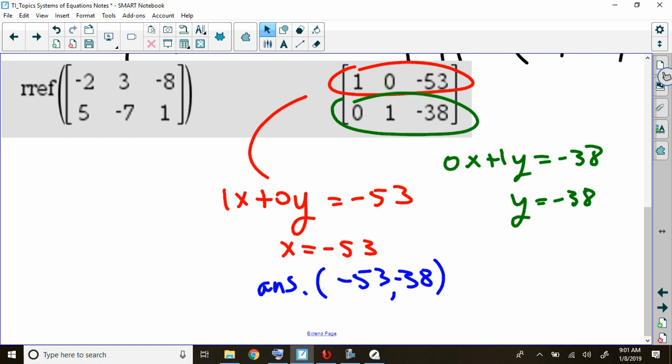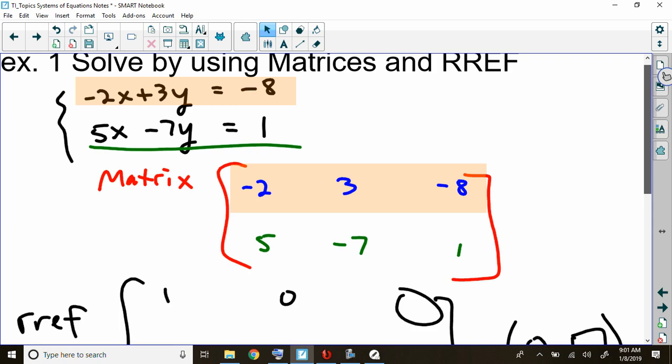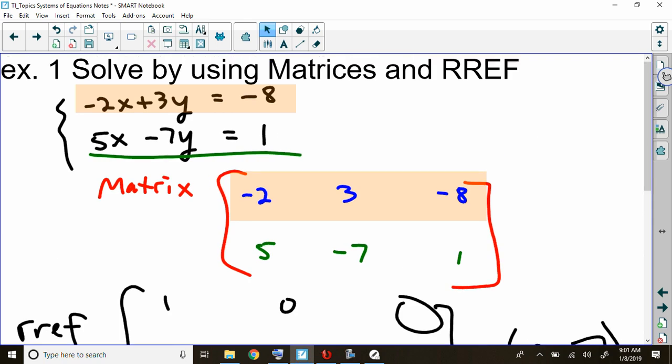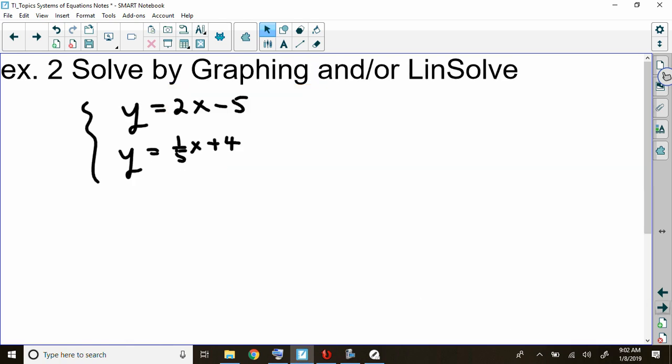Okay. So one little caveat about these. Notice what kind of form both equations were in. Remember yesterday we talked about the different forms of equations. Both equations are in standard form. If your equations aren't in standard form, you've got to be careful. Okay. Cool beans. Let's look at the next one.